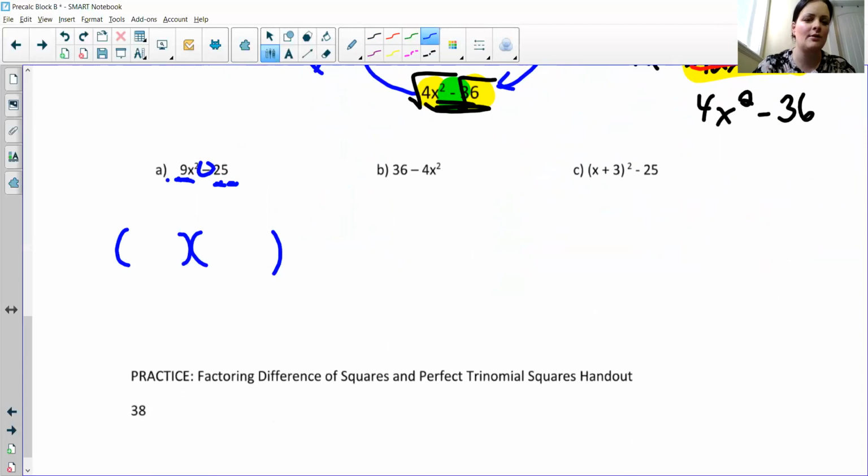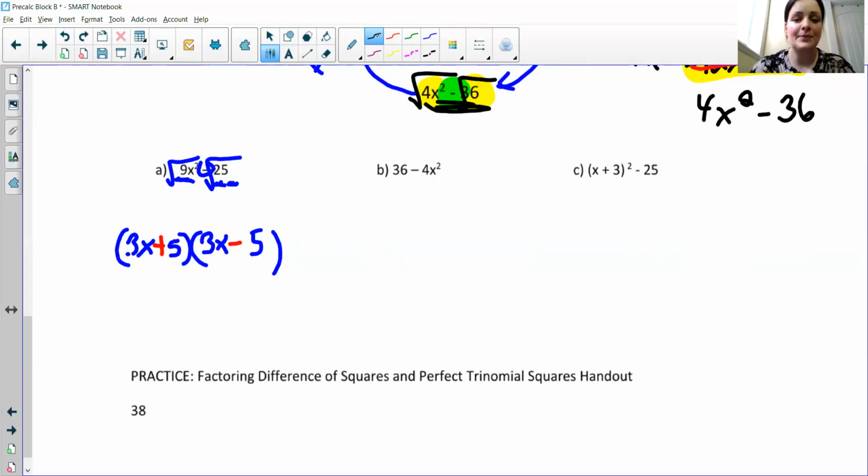The square root of 9x squared is 3x. So you put a 3x at the beginning of the first bracket and a 3x at the beginning of the second bracket. Then you take the absolute value of negative 25, so positive 25, and you square root that. The answer is 5. So you put a 5 at the end of the first bracket, and a 5 at the end of the second bracket. And then because it's a difference of squares and we need that middle term to cancel out, one is positive and one is negative.